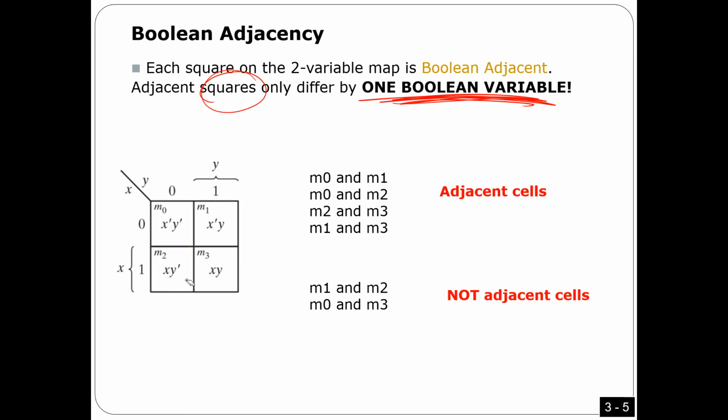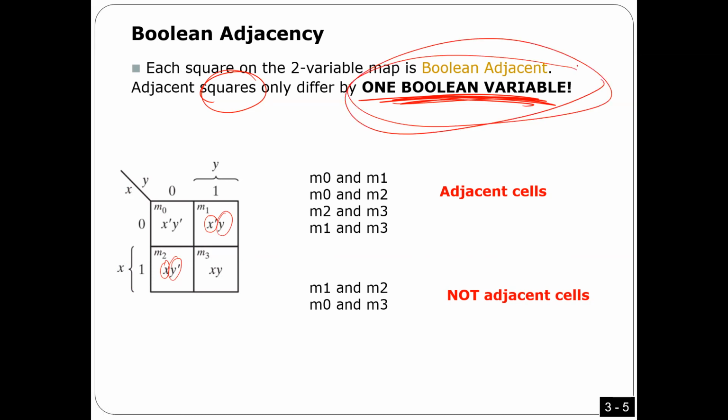What about here, diagonal? Look here. No, they are not neighbors. Take a look. This one has X prime and this one has X, so they are different. Y prime and Y, they are different. So both are different, not one. To be neighbors, they have to be different in only one variable. Is that okay? So in other words, to make it very easy, who are the neighbors of this one? They have to be horizontal neighbors or vertical neighbors. So horizontal or vertical are neighbors, but diagonal are not neighbors. Is that okay?